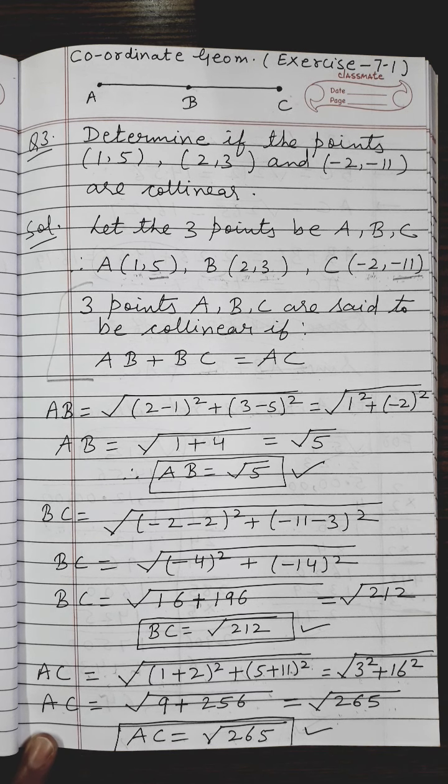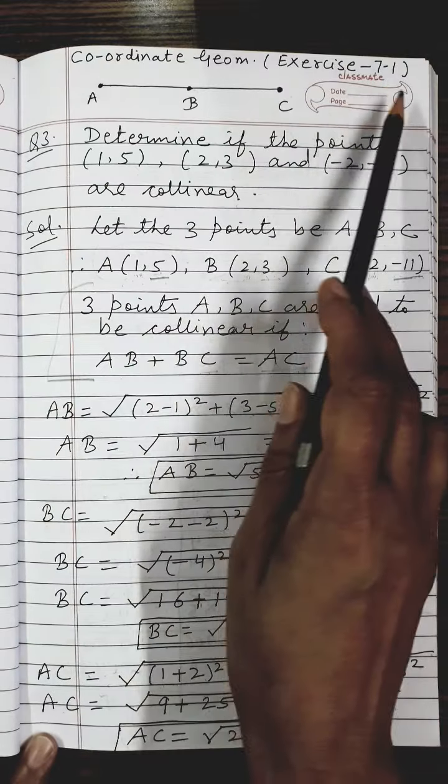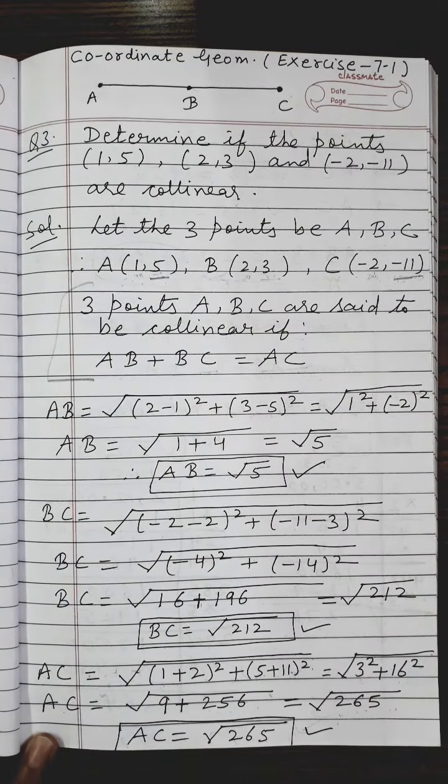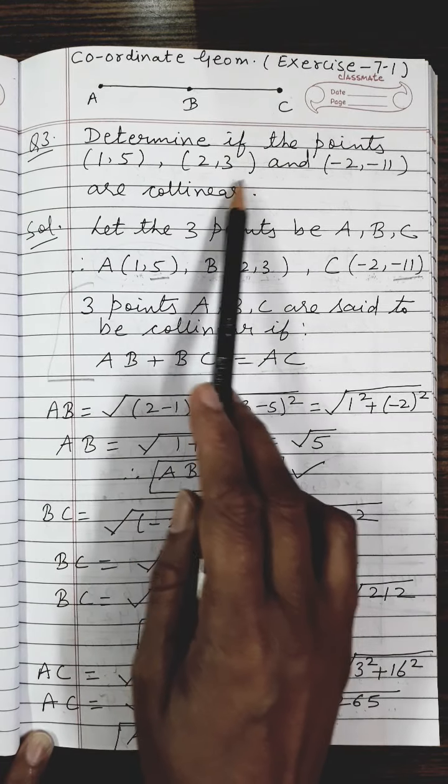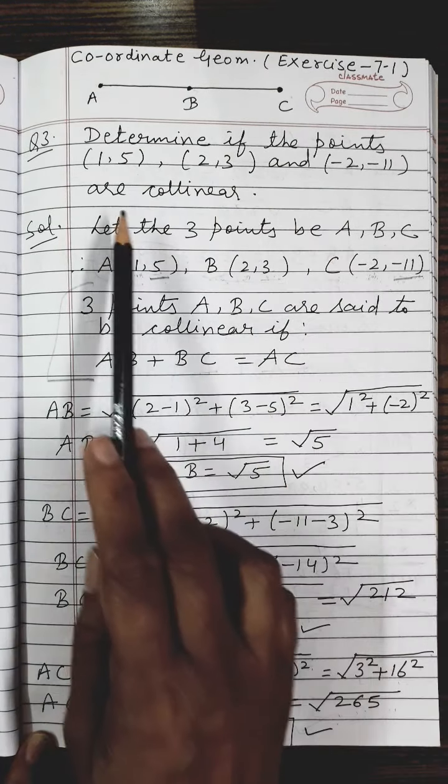In this video today I am going to solve question number 3, exercise 7.1, coordinate geometry. The question says determine if the points (1, 5), (2, 3) and (-2, -11) are collinear.